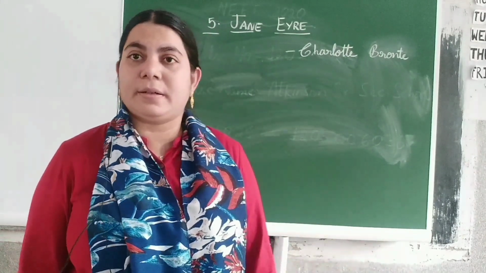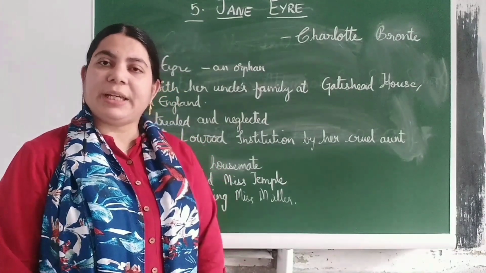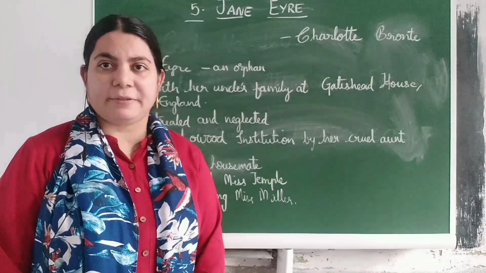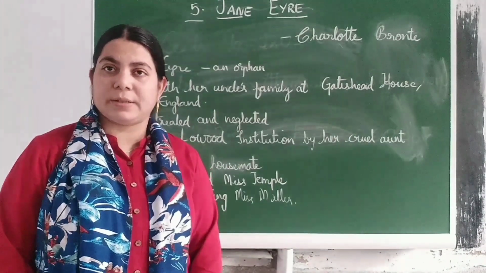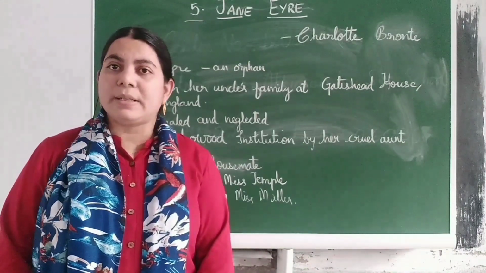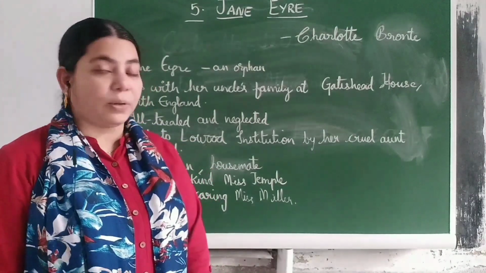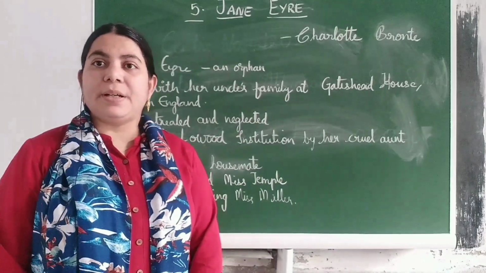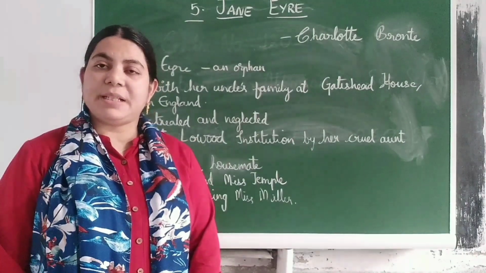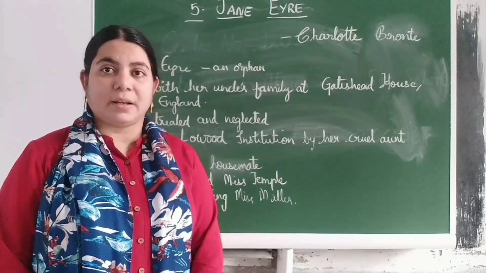Jane Eyre by Charlotte Bronte. In this lesson, we are going to know about the miserable life of an orphan in an orphanage. The girl named Jane Eyre was an orphan who lived with her uncle's family at Gateshead House, North England. She was ill-treated and neglected by her uncle's family. Her aunt, Mrs. Reed, had sent her to Lowood Institution, which is an orphanage.